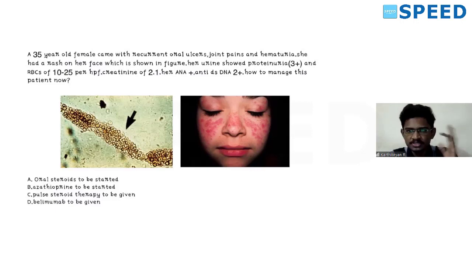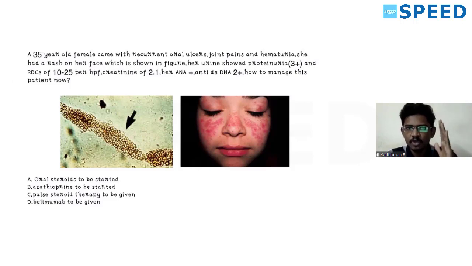Okay. So in this question, let's first analyze what is the pathology going on. They have given a 35-year-old female with a rash, which is the typical malar rash, as shown in the picture, and the patient has recurrent oral ulcers, joint pains, and hematuria. So this fits the criteria of SLE, systemic lupus erythematosus. And in the urine, it has proteinuria and also RBCs are there.